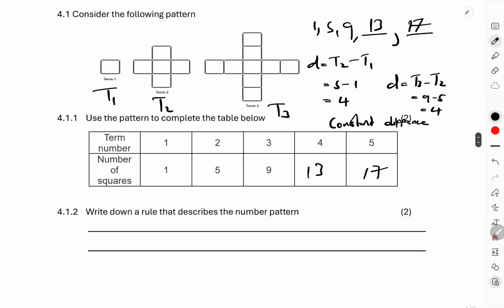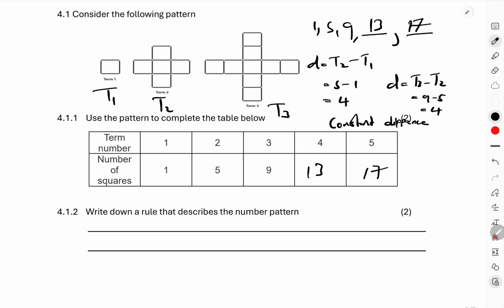Then write down a rule that describes the number pattern. Basically, we can also say we are required to write the rule in words. I can say start at 1, right? Add 4 to 1 to get 5. Continue adding 4 to the previous number to get the next consecutive number.